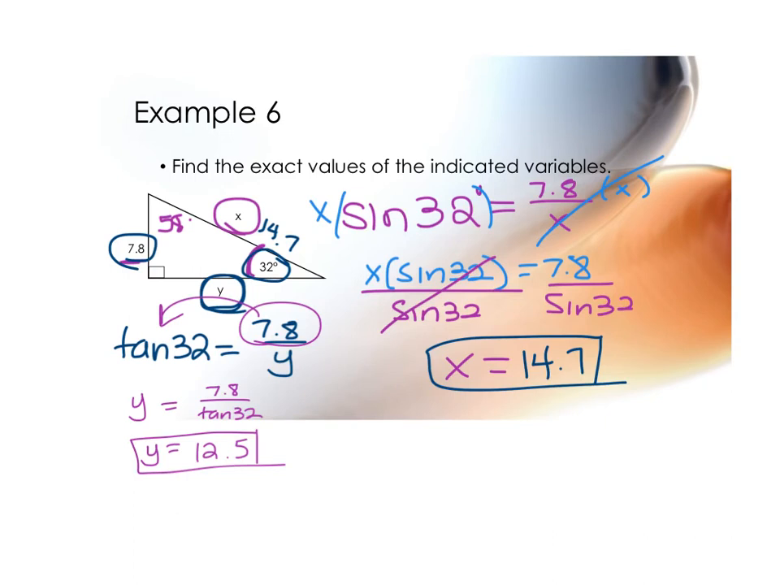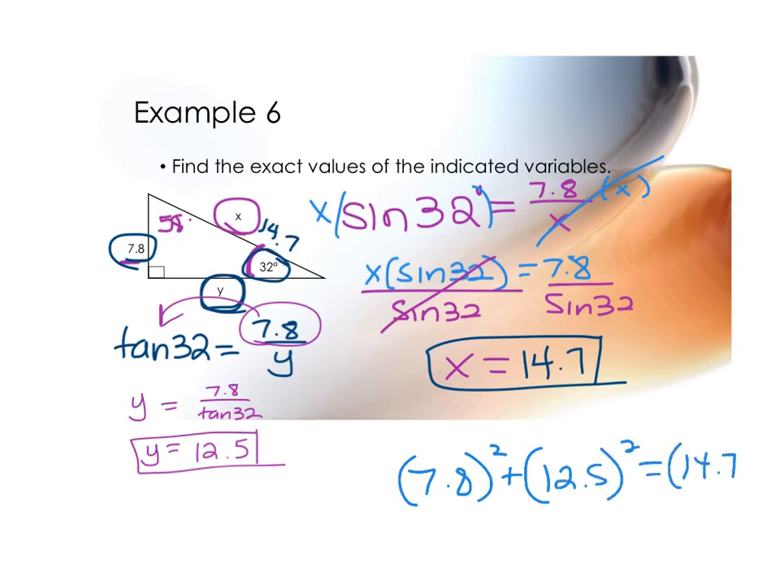Okay. Yeah, so if you did the Pythagorean theorem, and you have a calculator on something like this, it should be easy to check. 7.8 squared plus, we're saying 12.5 squared equals 14.7 squared. Okay, if I did 7.8 squared plus 12.5 squared, I get 1217.09, and 14.7 squared is 1216.09. So it's rounded, which means it's not going to be exact, but it should be pretty close.